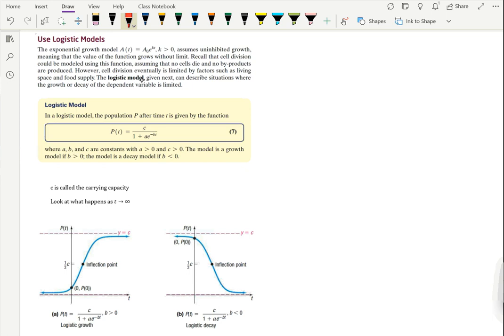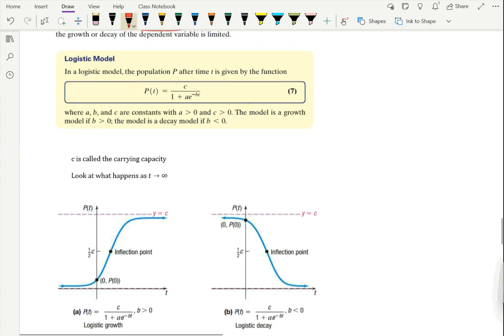But cell division eventually is limited by factors such as living space and food supply, such as lily pads in a pond. They can only grow so much before they've covered the entire pond, and they're out of space. The number of fish in a pond maybe can only grow to a certain number of fish before the oxygen is depleted, the food sources are depleted, and we can't do any more. So as we take a look at these limiting factors, we have what we call the logistic model. So the logistic model limits this exponential growth overall.